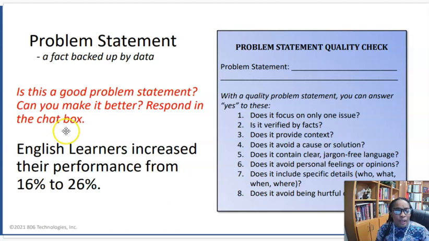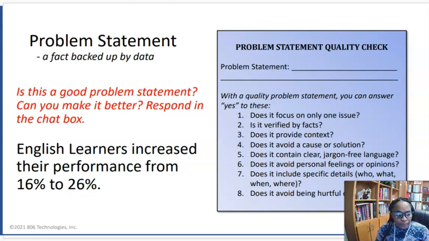So when we look at the next problem statement, is this a good problem statement? Can we make it better? We're not going to respond in the chat, but: English learners increased their performance from 16% to 26%. With that being said, English learners increased their performance in what? And what data is this being used from?